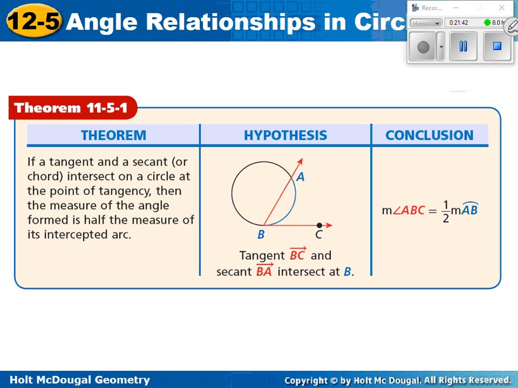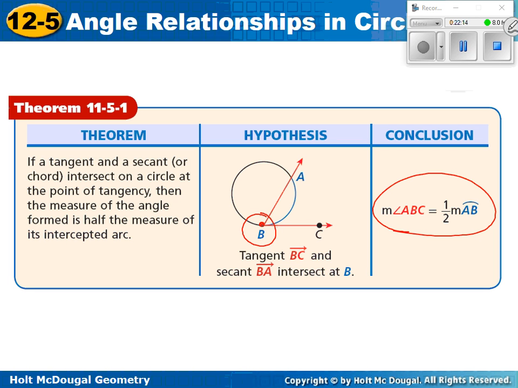If the vertex is at the center of the circle, then the angle equals the arc. If your vertex is on the circle, then the angle is equal to half the arc. And it doesn't matter if it's an inscribed angle or not. As long as your vertex is on the circle, the angle is half the arc.